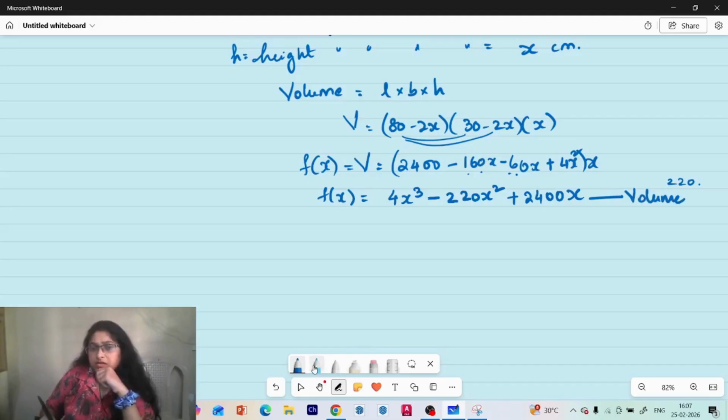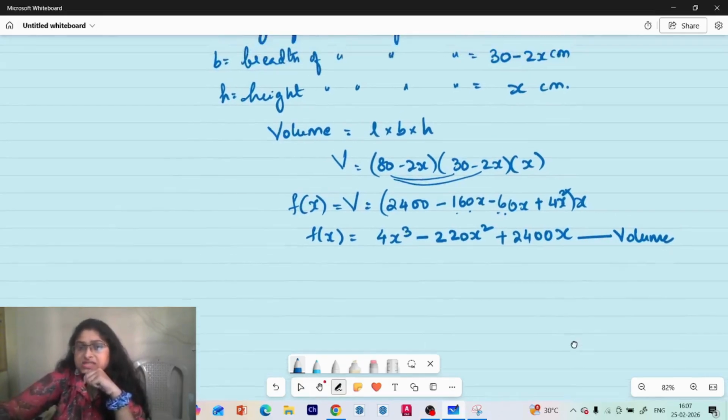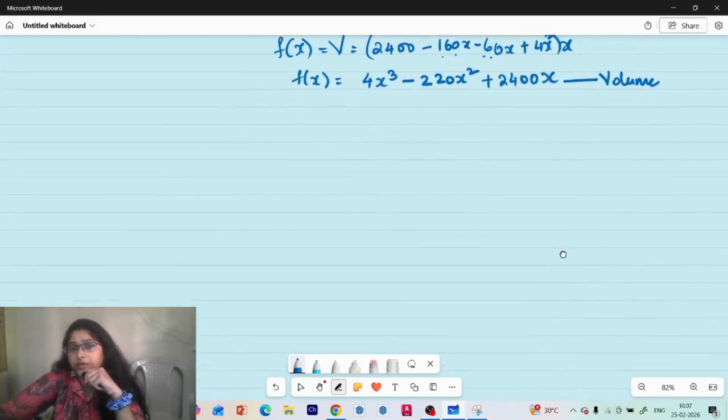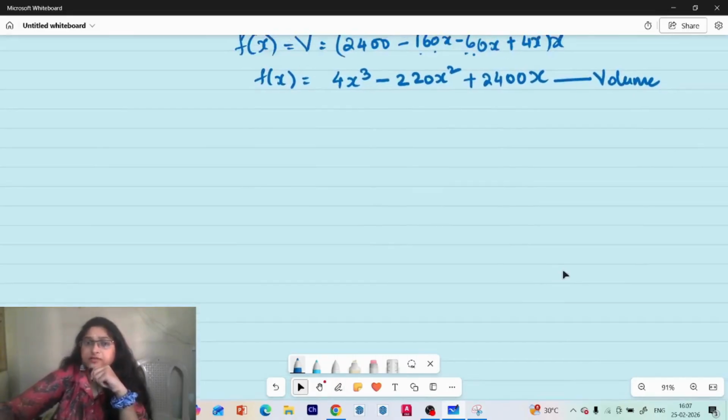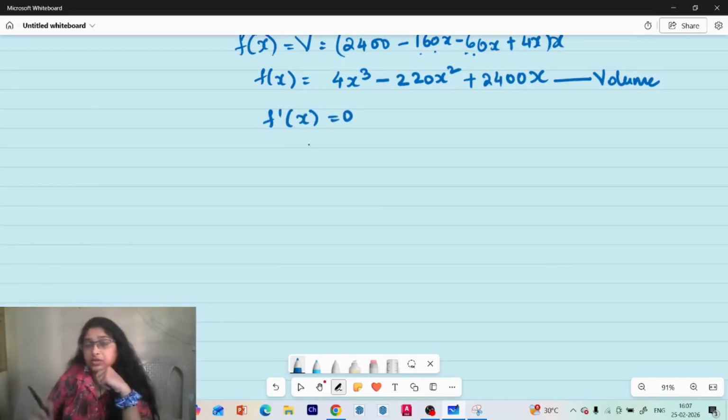Okay, we have our equation in terms of f of x. But what do we need? We need to find the value of x for which it becomes maximum or minimum. How do we do that? We should equate f dash x to 0 to get the value of x.